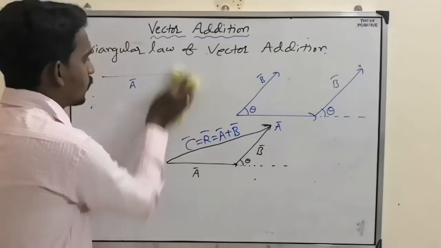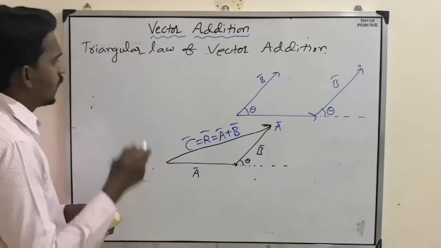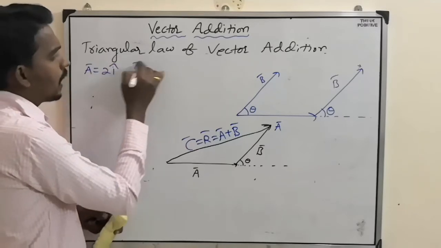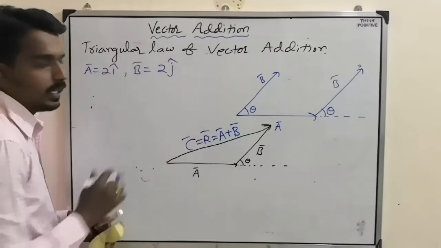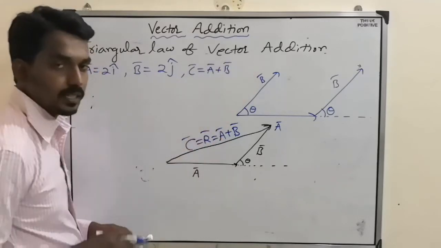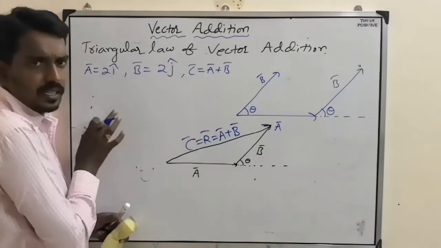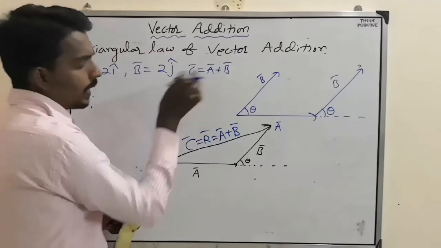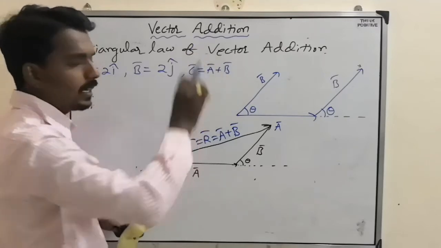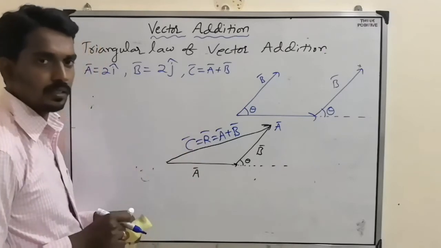I will give you one simple example, then you will get it. Let's take A bar is 2 i cap, B bar is 2 j cap. Then you have to find C bar, that is, the direction of A bar plus B bar. In the same way, there are two vectors given and you have to find the direction of the resultant, nothing but their addition, the resultant vector of their addition.